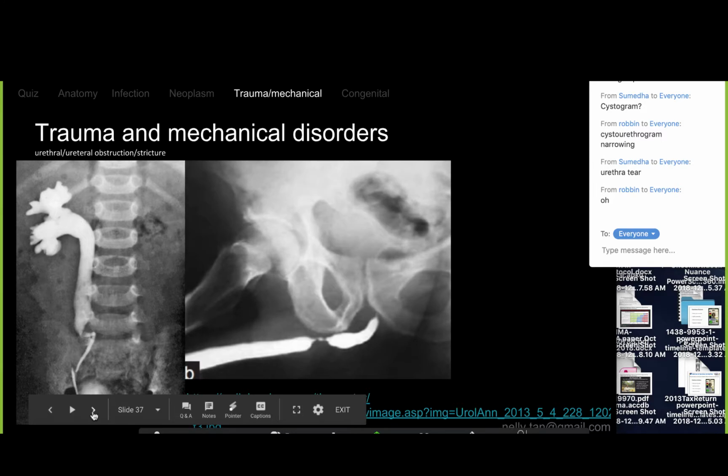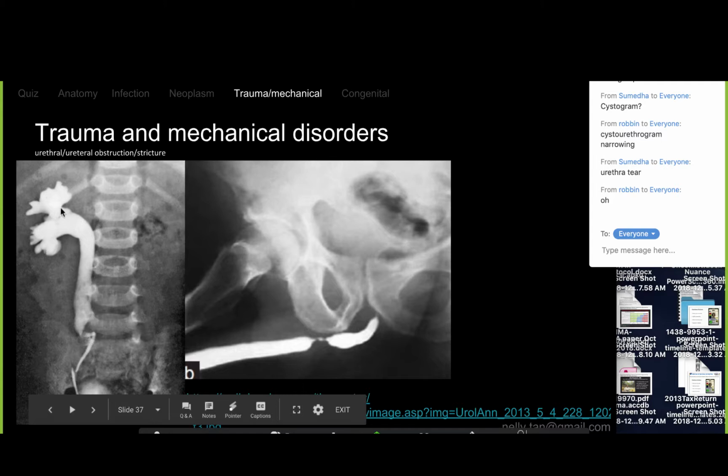So other mechanical disorders that we can see. What is this study? This one, we don't really do this anymore, but this is a pyelogram. We don't do this anymore because now we have CT urogram, and so we can generate these images. But this is done by urology. So you see the little cystoscope, urethroscope, and then they inject contrast.